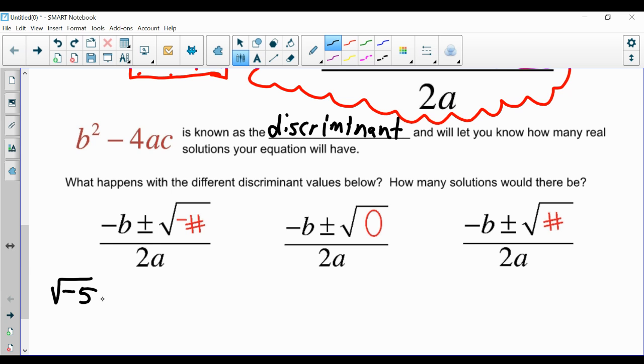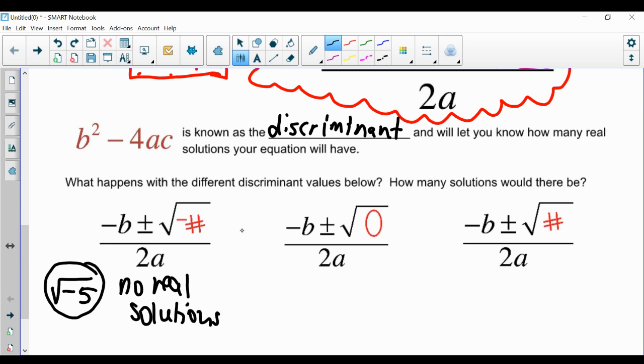We also call those complex solutions. And the other thing to keep in mind is that you can plug that into your calculator and it will indeed give you an error. So in this case, this tells us that there are no real solutions, which means that we have a graph that is not going to hit our x-axis. So we have no real solutions.